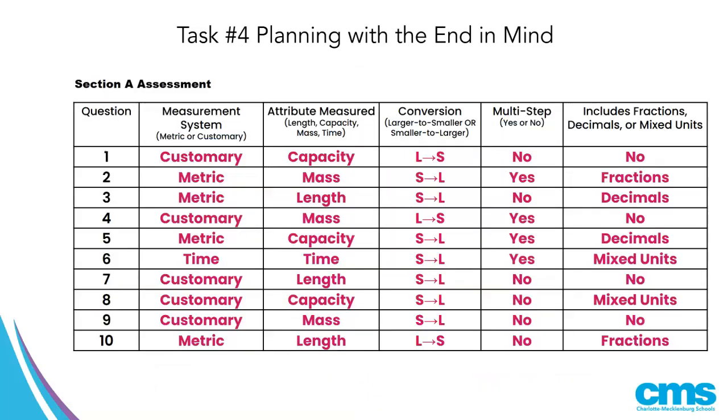Okay, here's a quick look at where I landed for the Section A assessment. You might notice that there are more smaller to larger items. This is intentional because students in 4th grade converted from larger to smaller. 5th grade is the first year where students convert from smaller to larger. You will also notice that many of the items included fractions or decimals to reinforce work with fractions and decimals earlier this year.